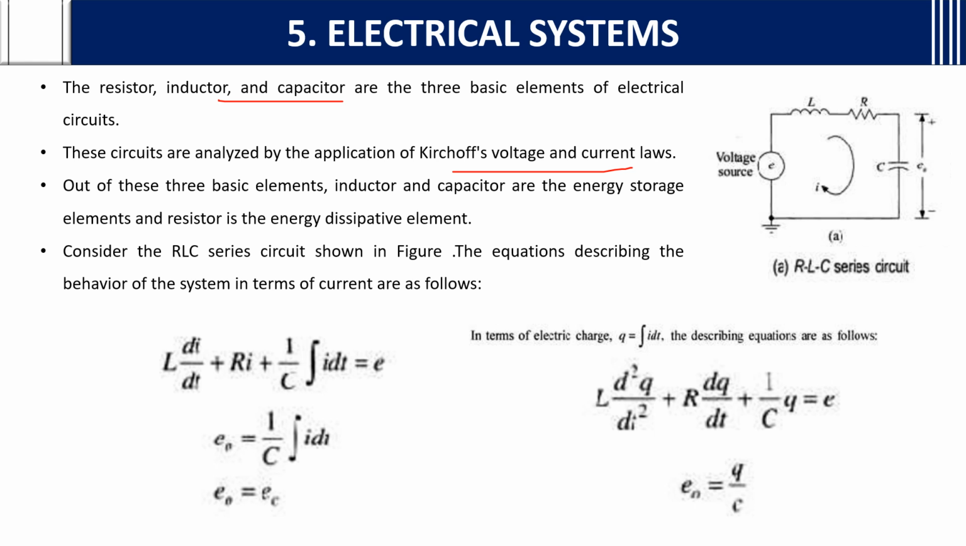Out of these three basic elements, inductor and capacitor are the energy storage elements and resistor is the energy dissipative element. We know that inductor and capacitor are going to store the energy, whereas the resistor is going to dissipate the energy. Consider the RLC series circuit which is shown in the figure. The equations describing the behavior of the system in terms of current are as follows.